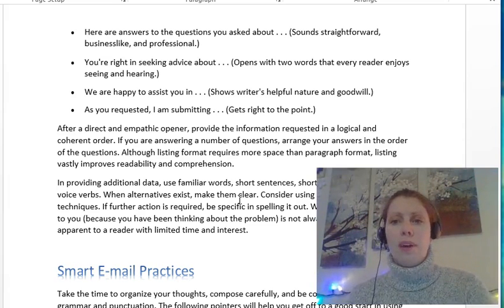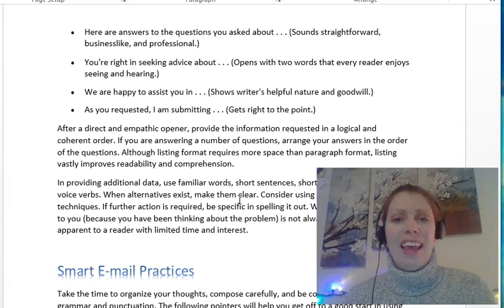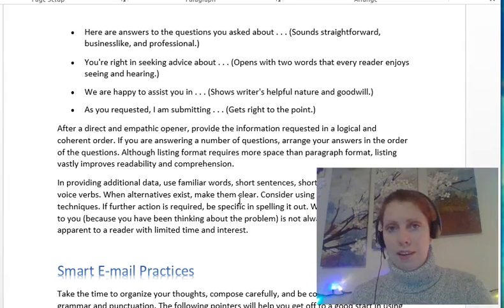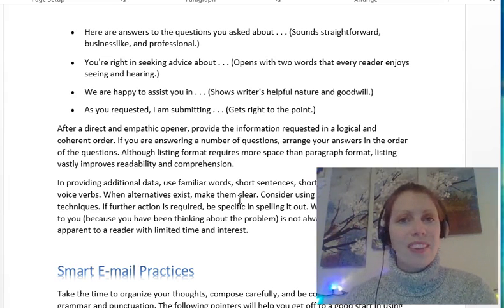This shows that the writer's going to be helpful and they're probably of good nature. And "As you requested, I am submitting, da, da, da." This gets right to the point. It's never bad to be direct again. And this will let the person know that you're taking action.